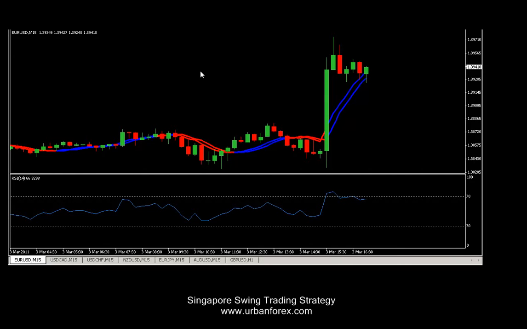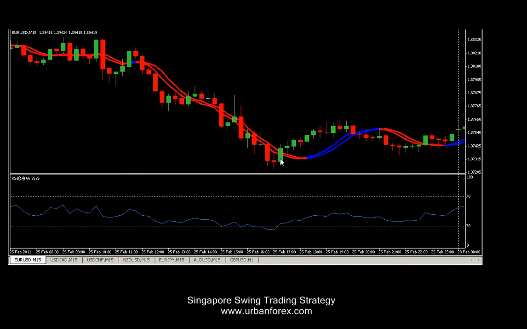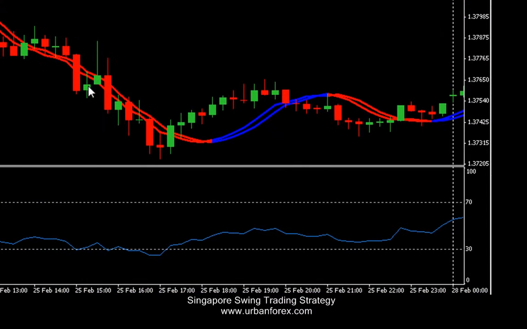Okay, so let me show you some examples here. Let's start with the buy example. Let's scroll back and find you one. Alright, here we have a buy example. You can see that the market was trending all the way down, giving us these two red moving averages, and you can see that down here our RSI started turning down below the 30 level.